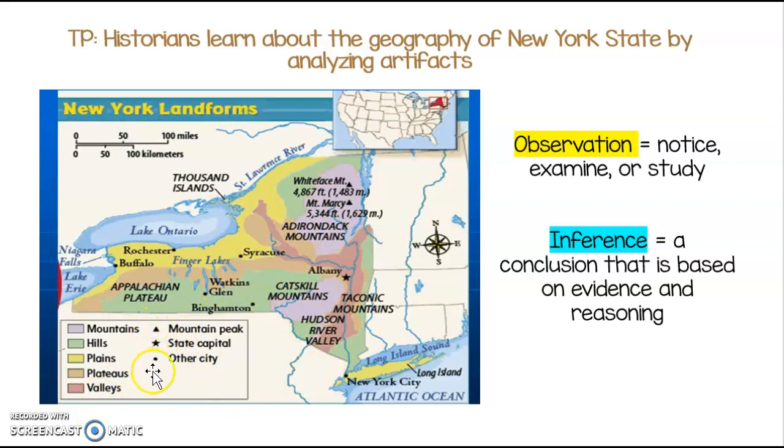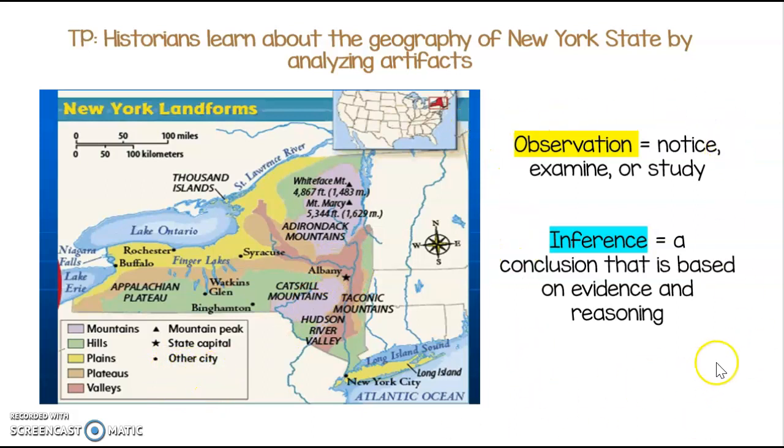Another thing to take a look at is the triangles. They represent mountain peaks. The star represents state capitals. And the dot represents other cities.